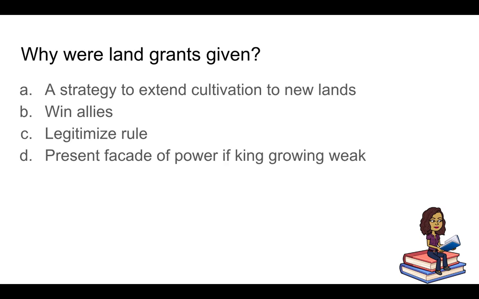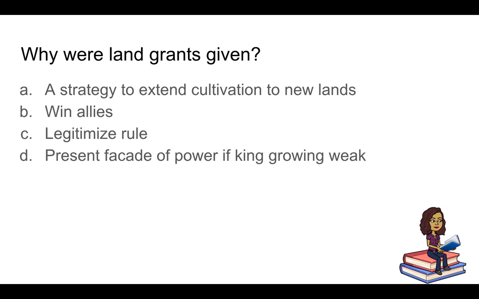Now, the question is, why were these land grants given? Now, scholars argue different points. Some of them argue that this was a strategy to extend cultivation to new lands. So, hitherto, virgin lands were brought under cultivation, which obviously would mean that the king would be able to gain more. Sometimes land grants were given by kings to win allies.